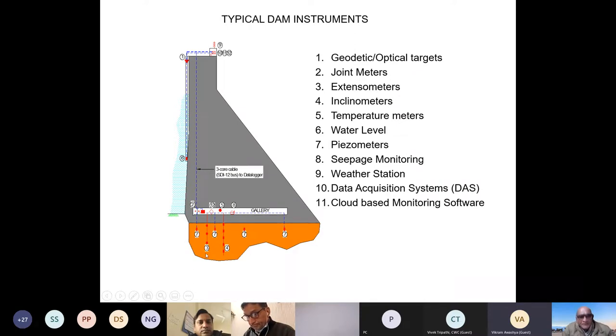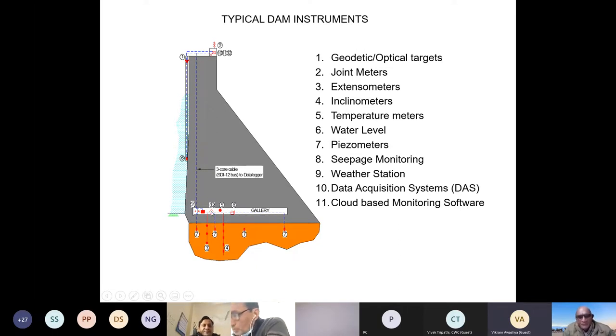It has an anchor in the foundation of the dam, and then it can measure the movement of the dam. Say if there is a settlement of the foundation, it can measure it very easily, because we take its reading through the gallery. And if there's a settlement with respect to the anchor, then we can easily know how many millimeters the foundation has settled. That way we are able to take readings from within the gallery if it is approachable.